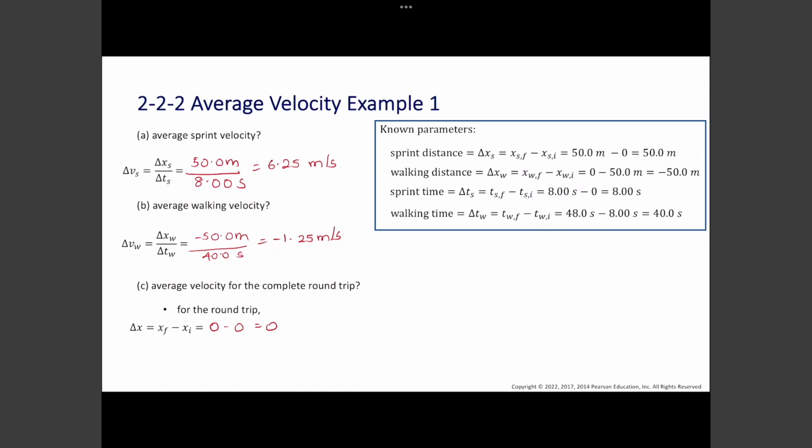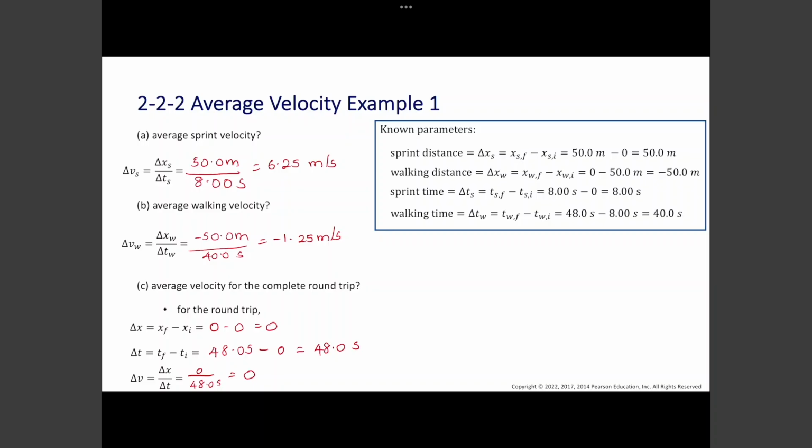And delta t is equal to final time minus the initial time. The total time is 48.0 seconds. That is the final, and initially it starts at 0. So delta t is equal to 48.0 seconds. Because of that, the average velocity is equal to delta x over delta t. So delta x is 0 and delta t is 48.0 seconds, so it is 0.